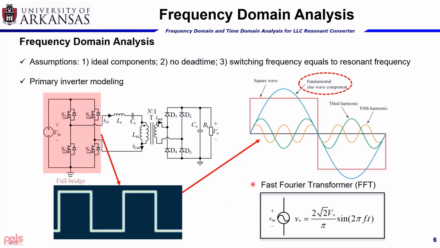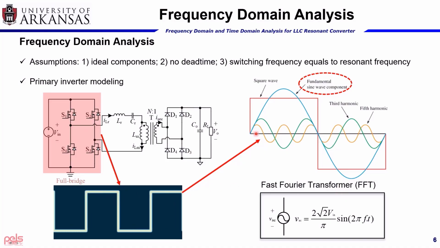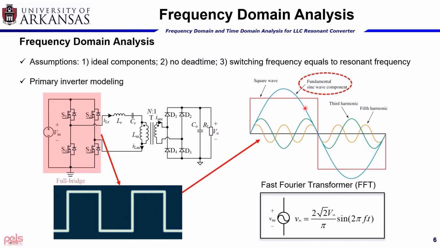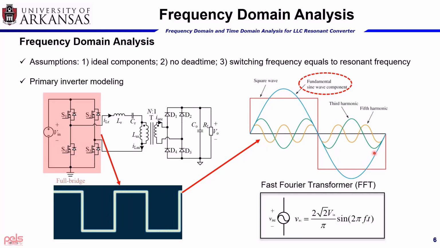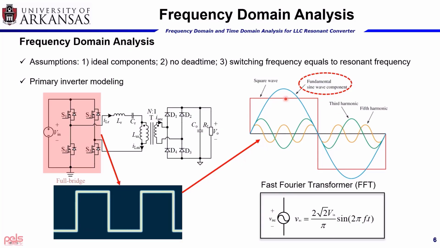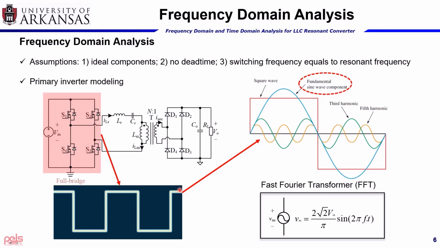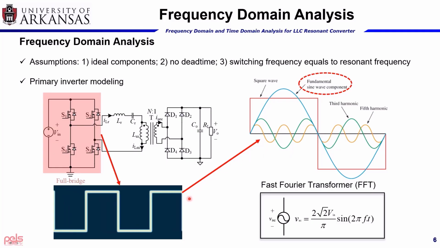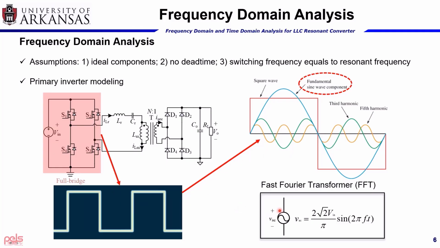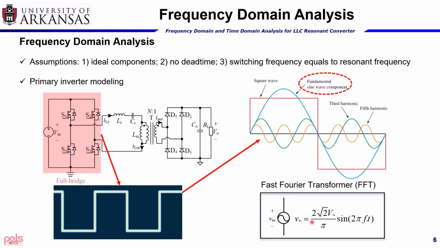If we do the fast Fourier transform of the square wave voltage waveform, we can see that the fundamental harmonic is dominating. So for the frequency domain analysis, we're going to use the fundamental harmonic to represent the square wave voltage waveform. Finally, the full-bridge inverter can be modeled as an AC voltage source, which has the expression shown here.